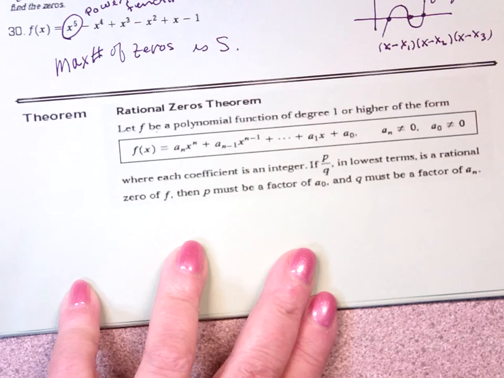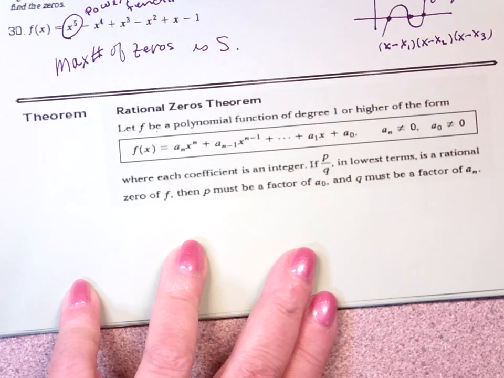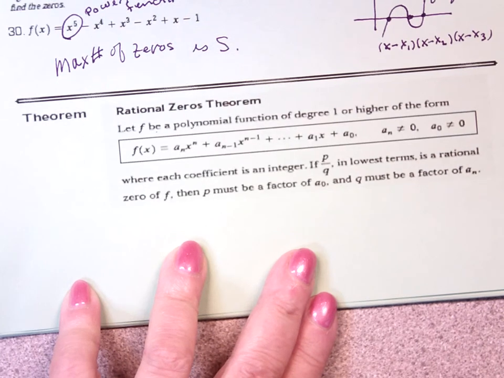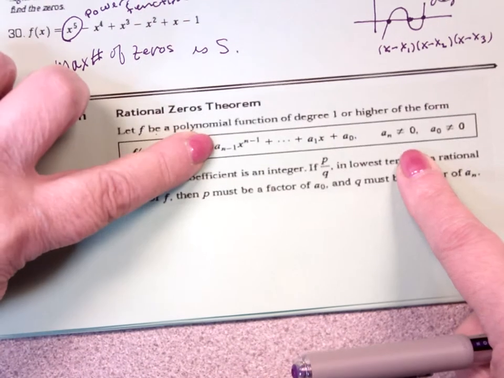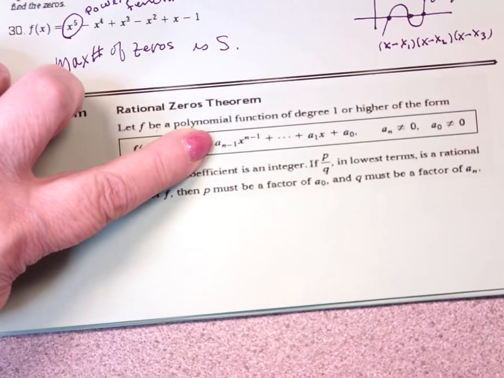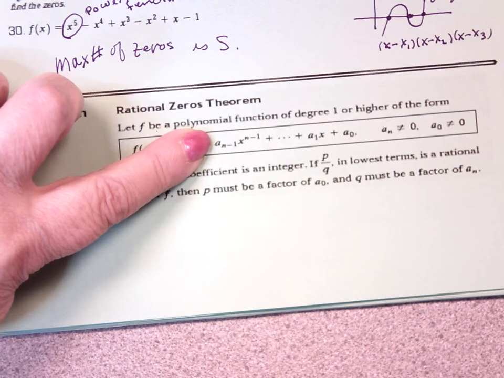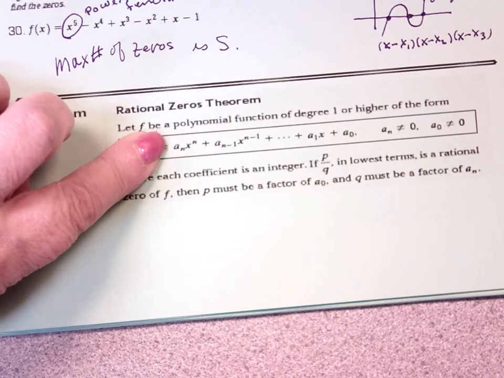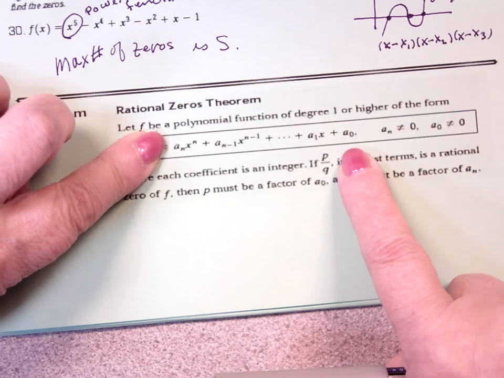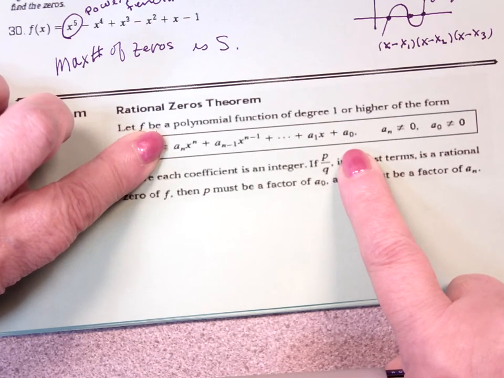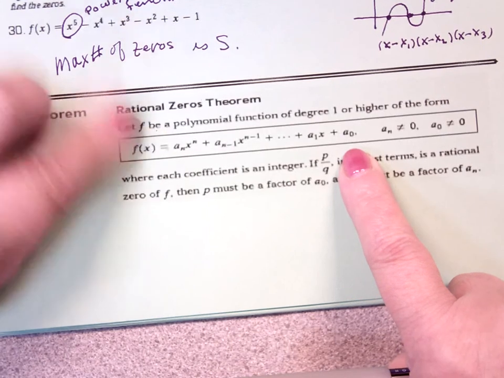Rational zeros theorem. Let f be a polynomial function of degree 1 or higher of the form f of x equals a sub n x to the n plus a sub n minus 1 x to the n minus 1 plus dot dot dot plus a sub 1 x plus a sub 0, where a sub n is not 0. If a sub n is 0, it reduces the degree of the polynomial because the first term goes away. So that says the leading coefficient isn't 0. And the constant isn't 0, because otherwise it doesn't make any sense.